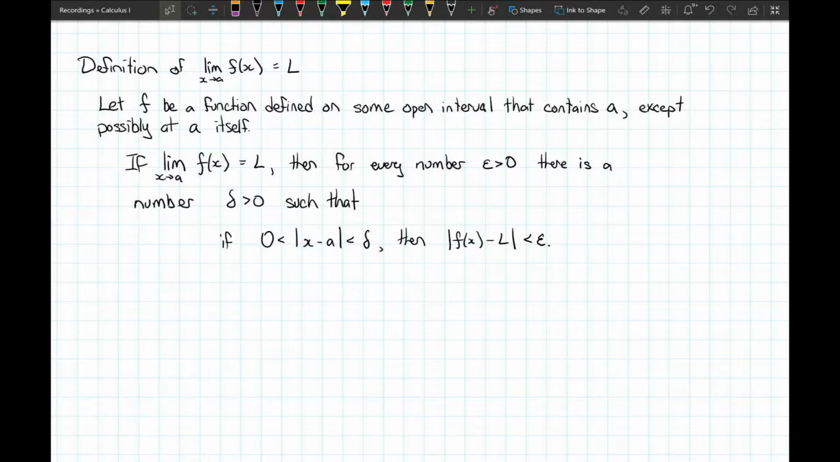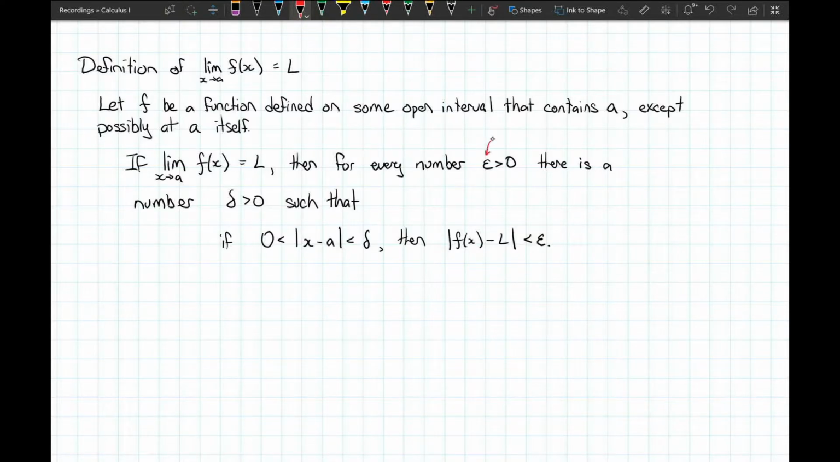Now, we mentioned this already the first time we defined a limit, that f needs to be a function that's defined for values around a. So to make that a little bit more precise, let's say it's defined on some open interval that contains a except possibly at a itself. And then let's say that the limit of f of x as x approaches a is equal to some number L. Then for every number, and then we've got the Greek letter here, this is epsilon.